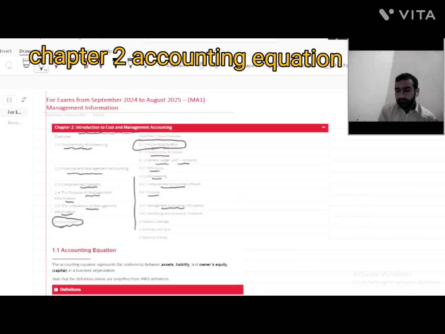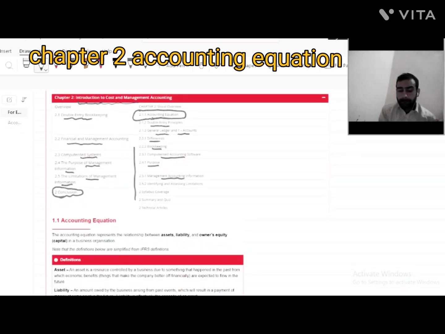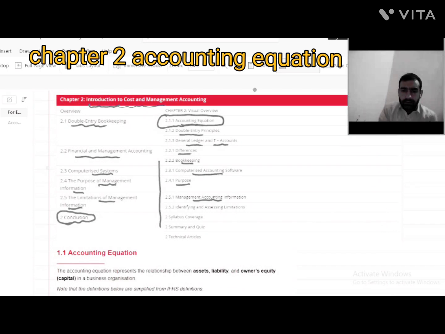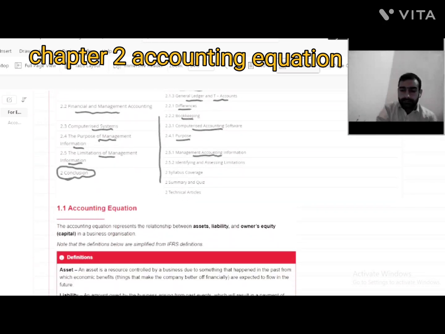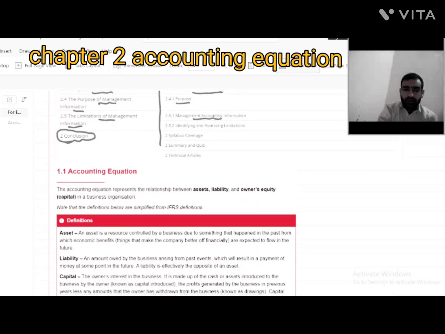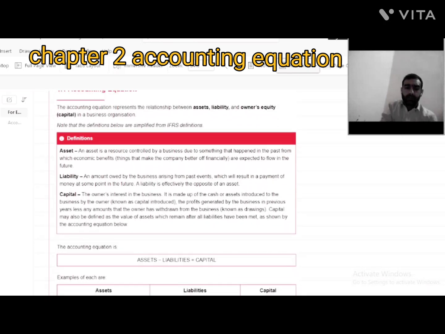Now you will see here, let me zoom it out. The screen shows that the accounting equation represents a relationship between assets, liabilities, and owner's equity. Asset is equal to liability plus equity. Clear? And we have discussed this in every detail. Now let's check the actual definition of asset.